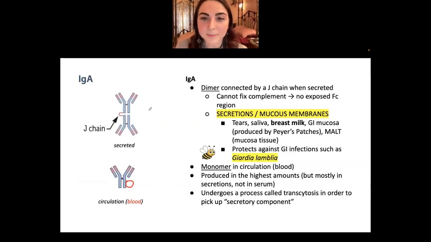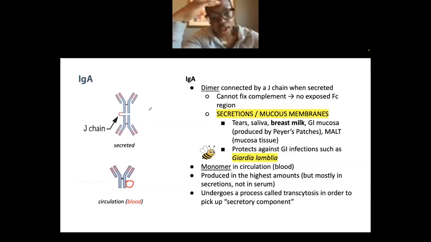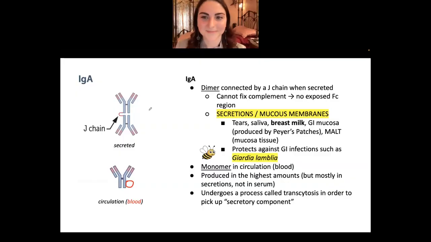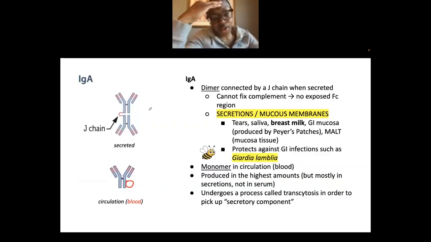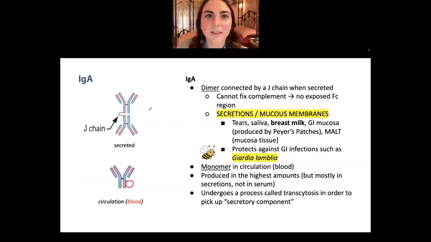C3b cannot bind. So would you say that IgA has a higher avidity than IgG? Yes, very good. But you can't say for sure about the affinity. You have no idea about the affinity because it's dependent on how strong that interaction is between antigen and antibody.